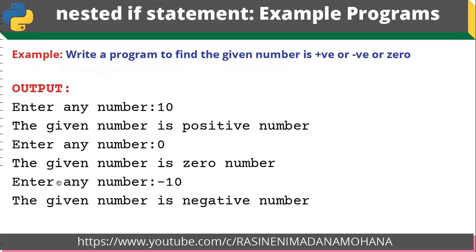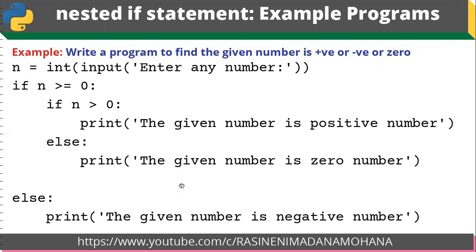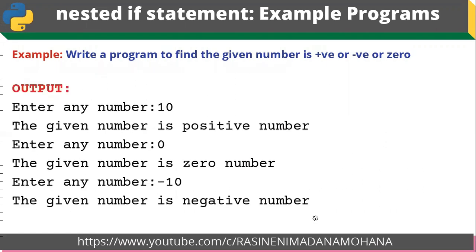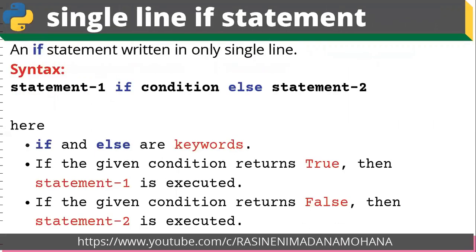So next, for example, your entered number is minus 10. So minus 10 greater than or equal to 0. Neither condition is satisfied. So this returns false. Then directly it comes to the else part. So what it means is the given number is negative number. So like that, we can demonstrate this program.